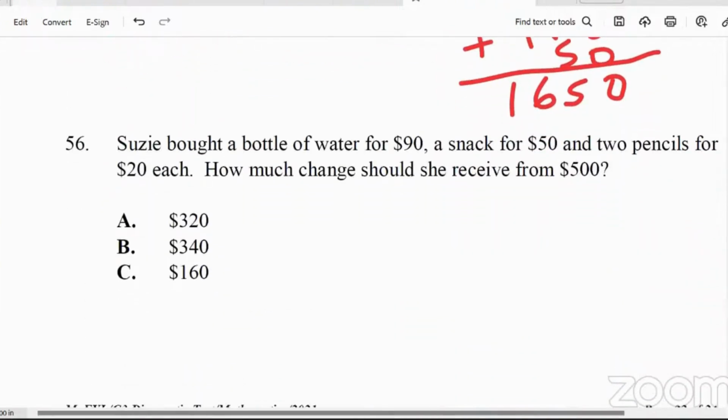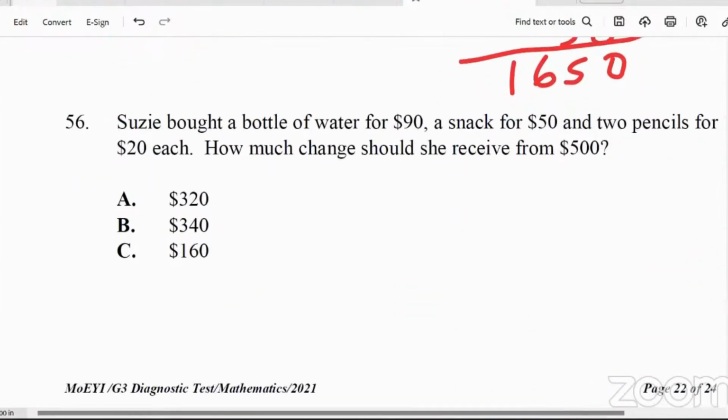Guys, like I said, do what you have to do. All right, question 56. Susie bought a bottle of water for $90, a snack for $50, and 2 pencils for $20 each. How much change should she receive from $500? This is an example of a question where you have to make sure you're reading correctly, because you might think we should just add up all of these, but it says how much change. So first you have to add all that she spent and then subtract it from the 500 to see what her change was. So be careful, make sure you read your questions correctly.